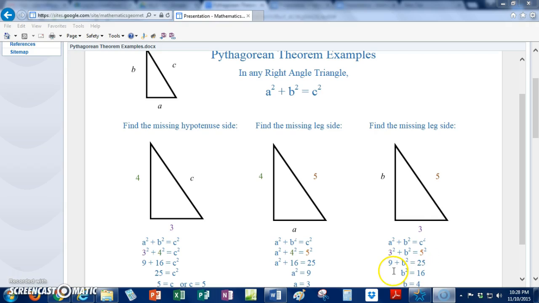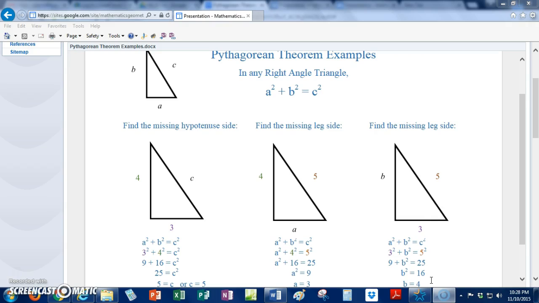So we're going to subtract 9 from this side, and that gives us b squared, and subtract 9 from 25, and that gives us 16. And so we find that b squared is equal to 16. Taking the square root of both sides, you get b is 4.